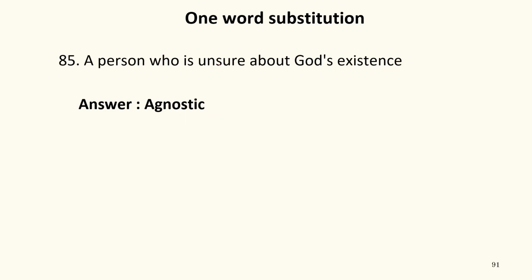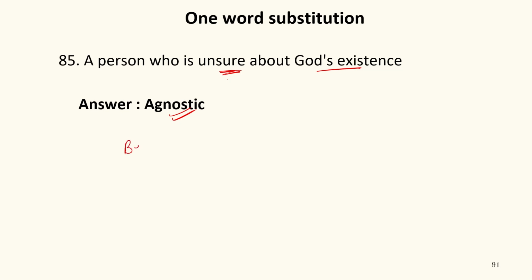A person who is unsure about God's existence is known as agnostic. Now, he is a person who is unsure, which means we cannot say that he does not believe in God or that he believes in God. In fact, he is unsure. He doesn't know about God, about his existence. He neither considers nor disconsiders God.